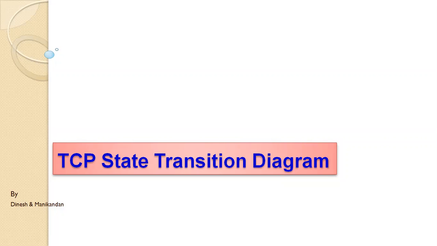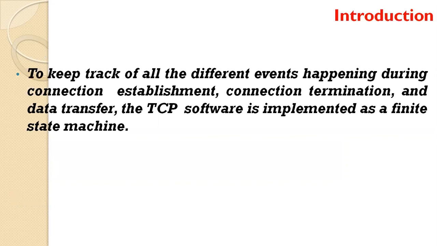So in this video, we discuss the TCP state transition diagram. In the previous video, we discussed the different services and features of TCP, and how TCP makes the connection between the source and receiver, the header format of TCP, and so on.